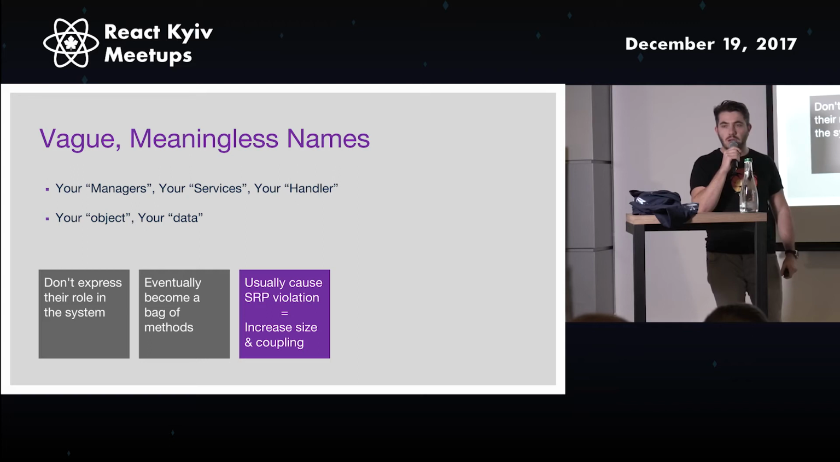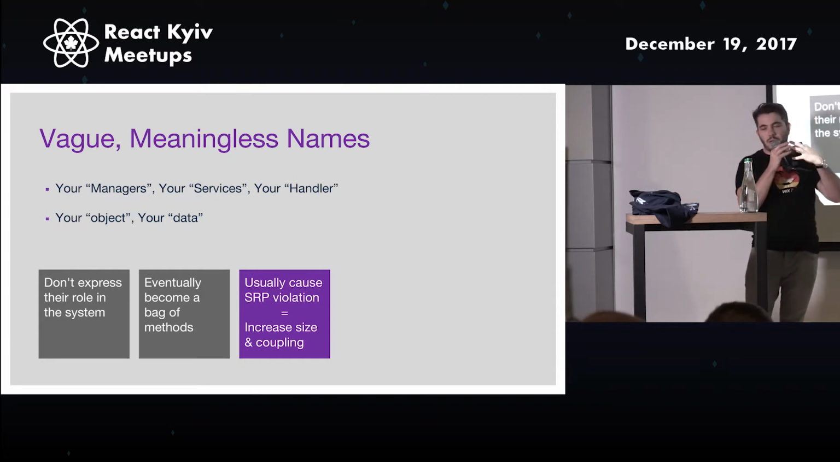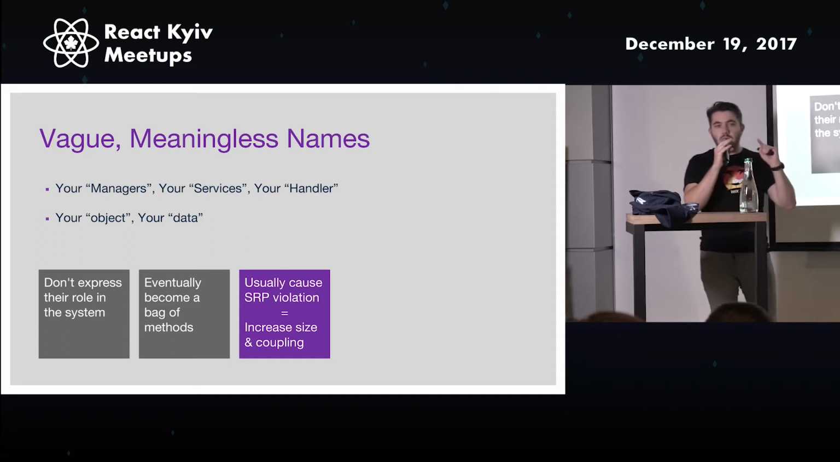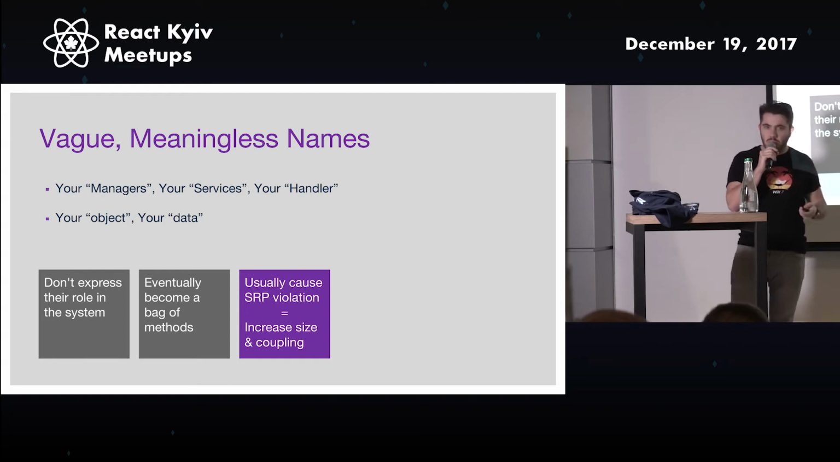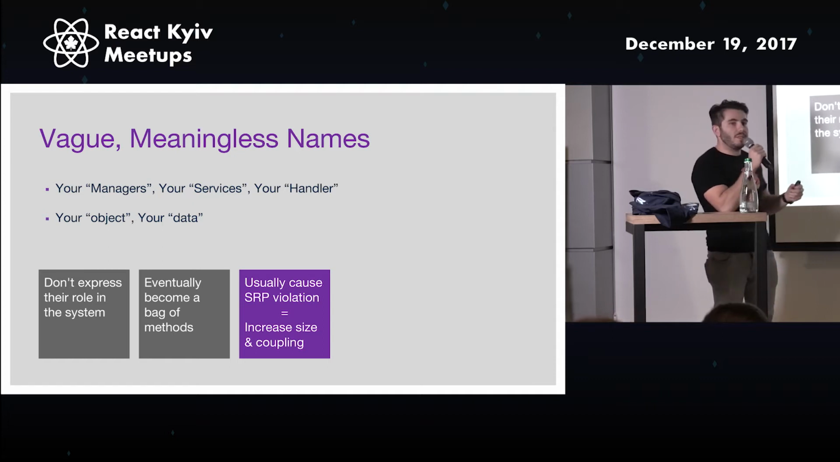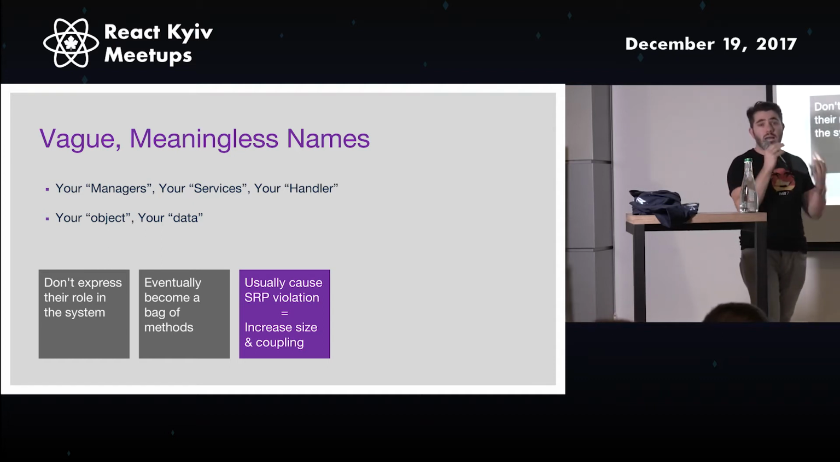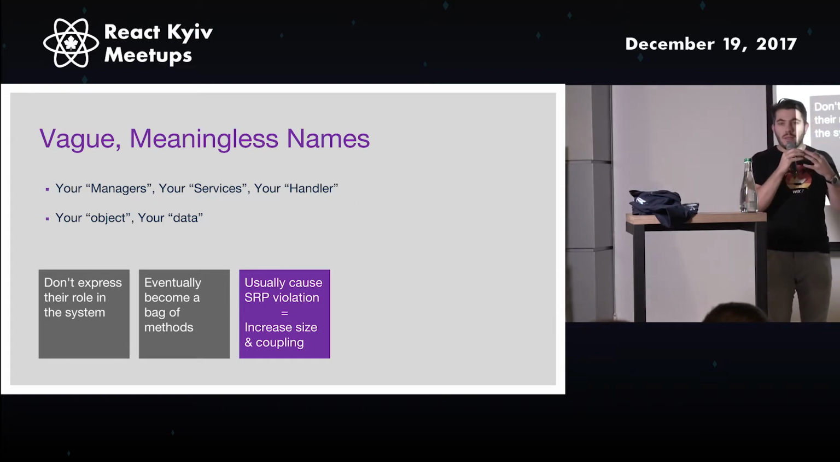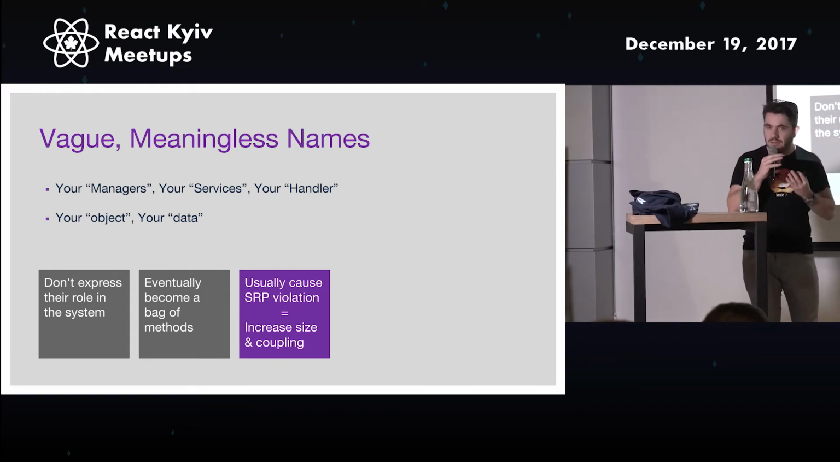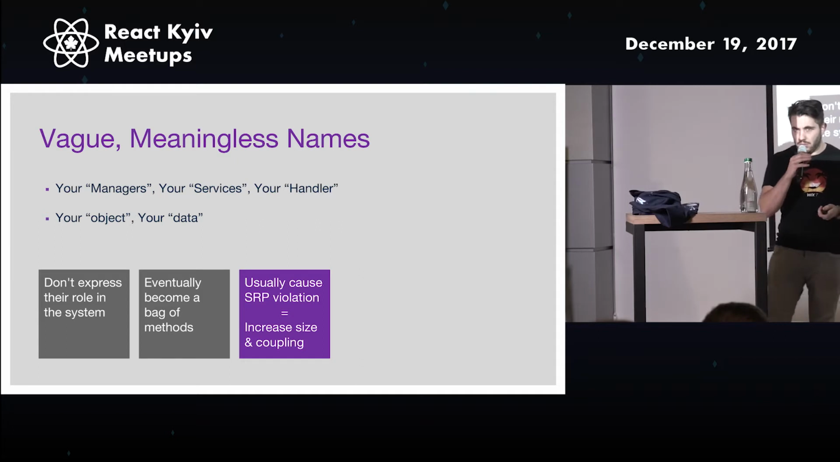Does anybody know what the SOLID principles are? Okay, cool. That's important. Basically, it says that whatever this thing is, either a method, an object, a class, a component, whatever it is, it must do one thing. It must focus on one thing. And if it doesn't, there are multiple implications, but basically it will increase in size, and then it will increase in coupling. Because the more stuff it does, the more dependencies it has. The more dependencies it has, the more stuff it's coupled with.